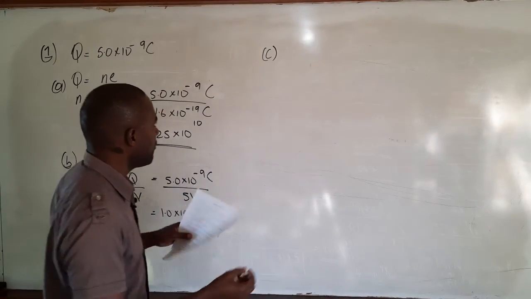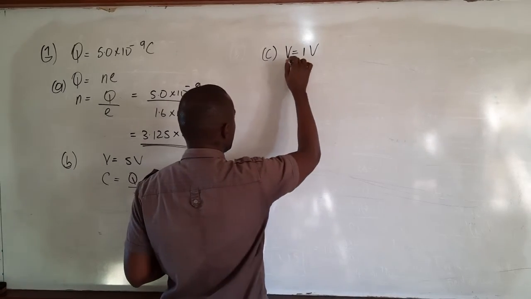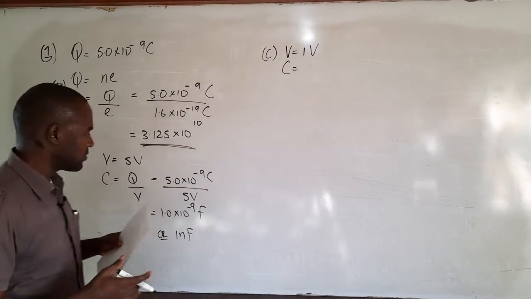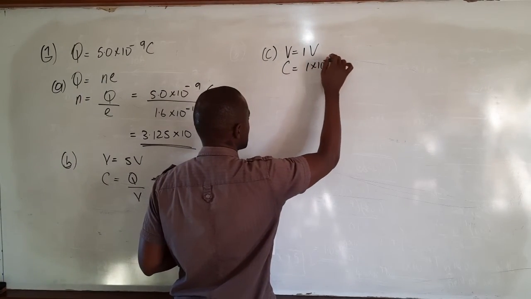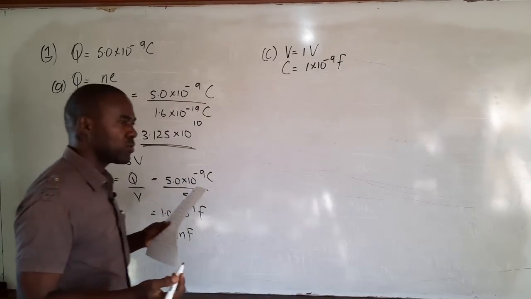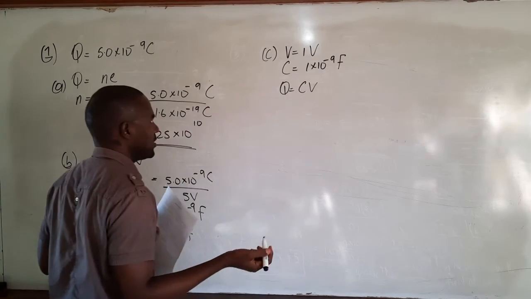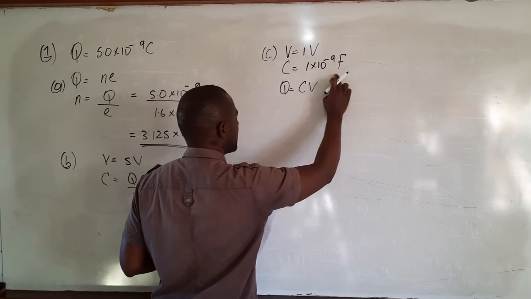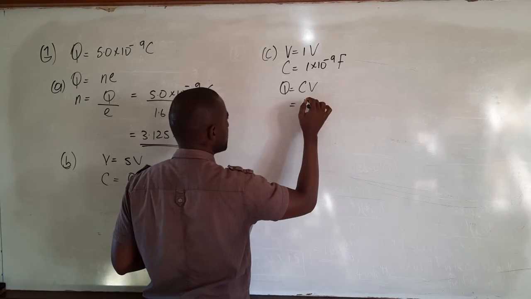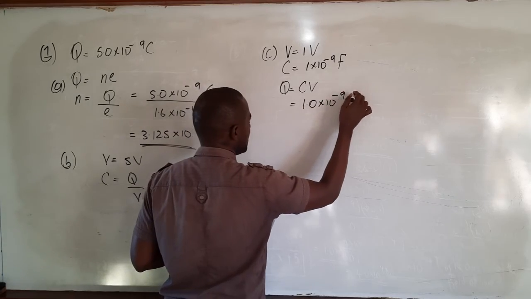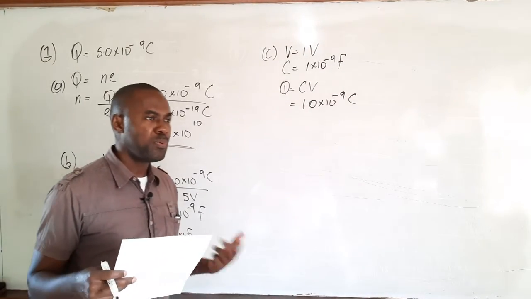So using a PD of 1 volt, so V equals 1 volt, and the capacitance C, which of course remains constant, is 1 times 10 to the minus 9 farads. Then the charge stored Q is given by Q equals CV, and therefore 1 times 10 to the minus 9 farad times 1 volt gives us 1.0 times 10 to the minus 9 coulombs. So that is the quantity of charge stored when the PD is 1 volt.